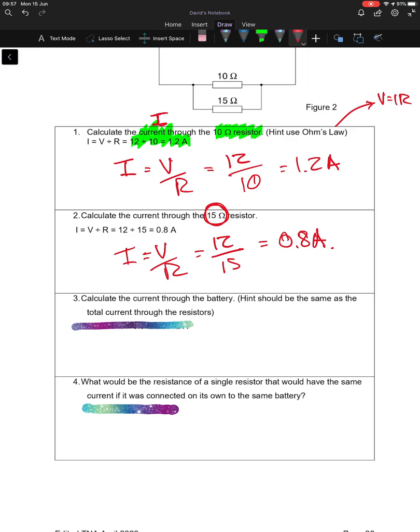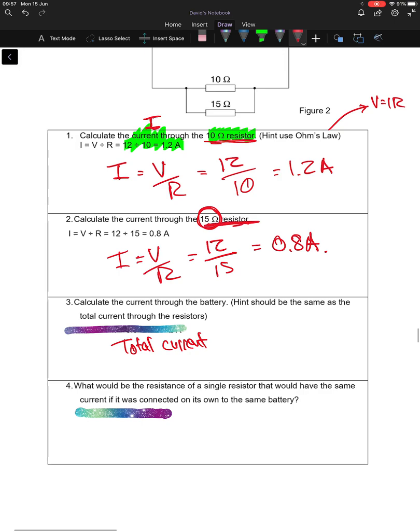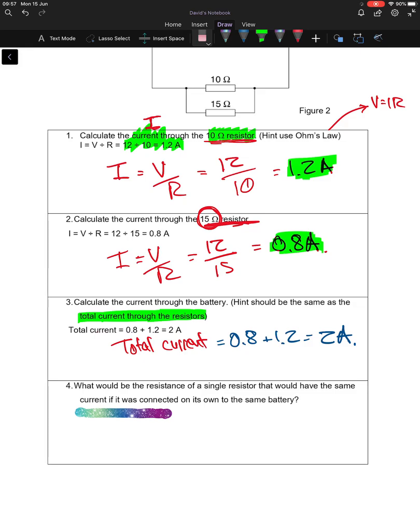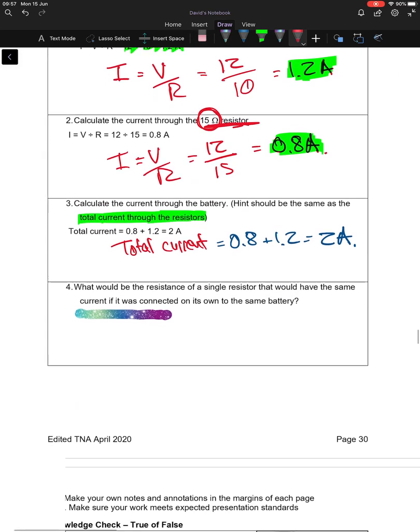Calculate the current through the battery. It should be the same as the total current through the resistors. So what's the total current? We've got the current through the 10 ohm resistor and the current through the 15 ohm resistor. 1.2, 0.8. So what do we need to do with those two numbers? We add them. 0.8 plus 1.2 equals 2 amps.